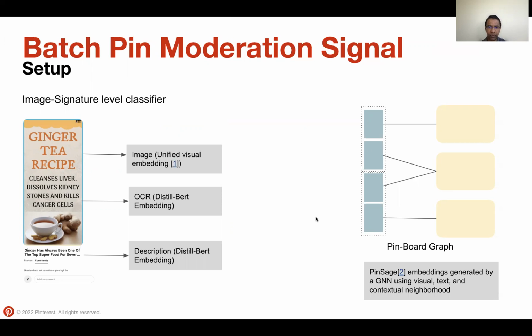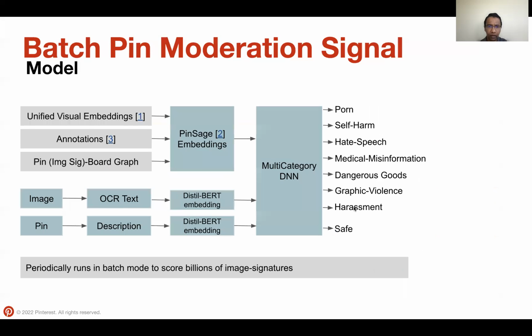We also use the pin board graph. Users on Pinterest organize their pins in boards, and we use the relationship to create a pin board graph. All this information is used to train a multi-category deep neural network model. The model scores for multiple unsafe categories and a safe category. All the information is fed into the model using embedding techniques. We use a state-of-the-art NLP technique, BERT, for embedding all the text. This model runs in batch mode and scores billions of image signatures. And we use the score to identify bad content and act against it.